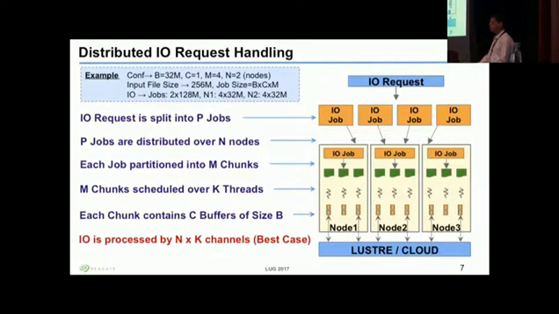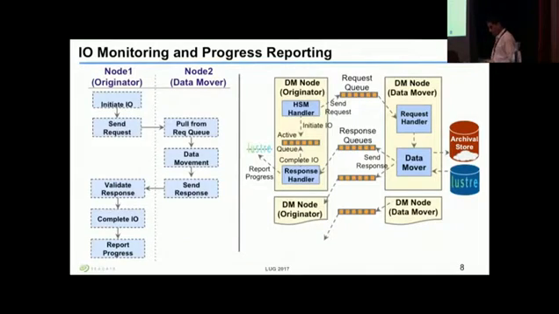A file I/O request, let's say 256 meg, will be divided into 2 jobs of 128 meg each, and each 128 meg job will be scheduled on each node, where each node will process it using 4 parallel threads, with each thread doing 32 meg of I/O. This is just to show how requests are handled, monitored, and how the progress is reported back to Lustre about the I/O that is happening.